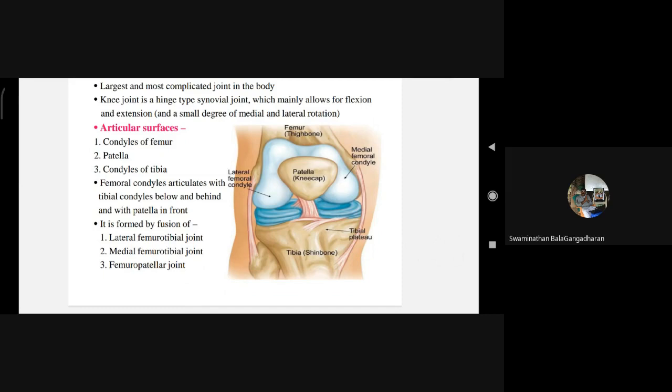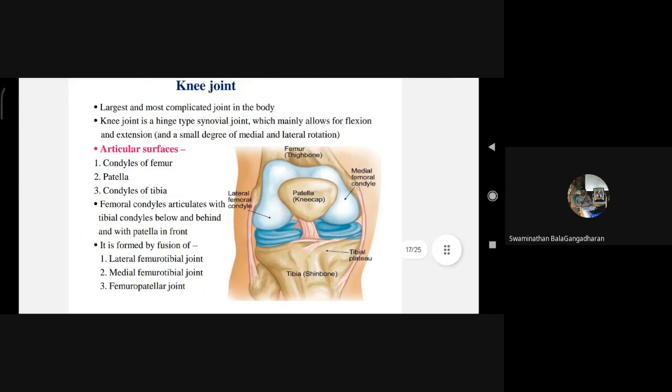So these are the movements of knee joint. Also, we can see these movements in our elbow joints too. So, what are the articulating surfaces in knee joint? We can see these articulating surfaces are condyles of femur, patella, condyles of tibia. So, what are the articulating bones here? Femur, tibia, and patella.